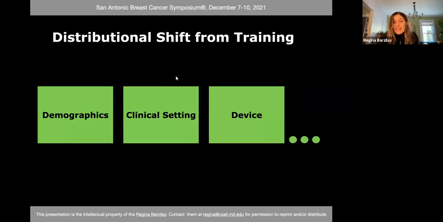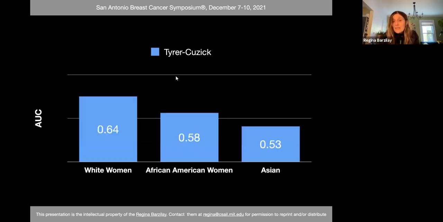And you can ask how common are these nuisance variations. All the time: changes in demographics, changes in clinical setting, changes in devices. We all know that bias was always there. For instance, when we applied Tyrer-Cuzick in the standard form to MGH data, we saw it doesn't perform well on any of the subpopulations. On white women, it achieves 0.64, not great, but when we look at other subpopulations, African-American women and Asian women, it gets close to random.